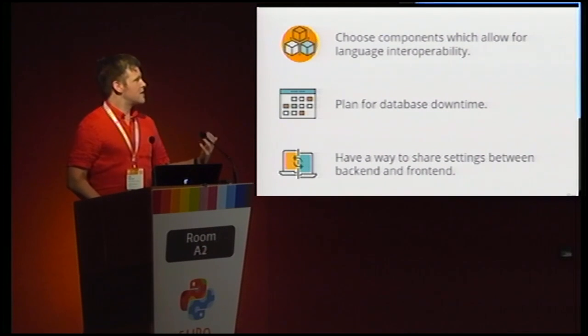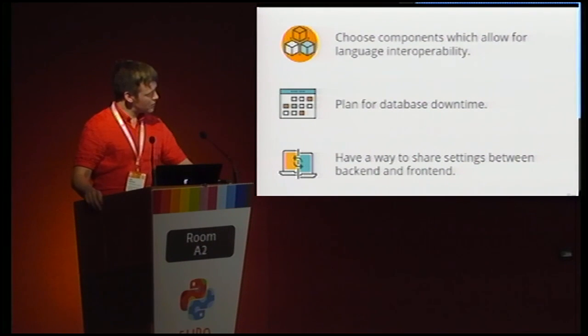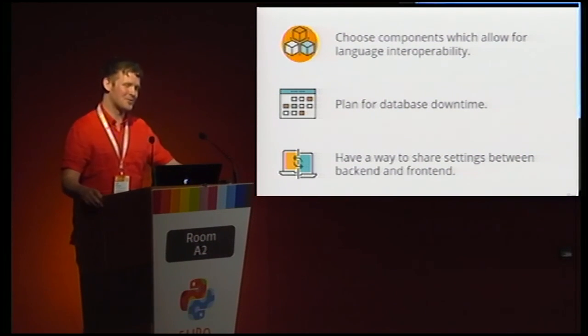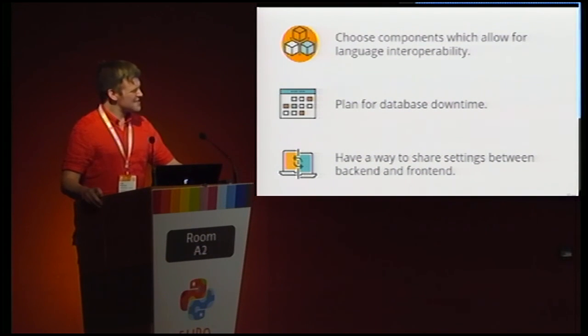So, have a way to share settings between backend and front-end code. We introduced a couple of silly bugs a couple of times, simply because we were lazy. We copied things between backend and front-end, and then we changed one of them, but not the other. And the front-end and backend code didn't agree on values anymore. So this is just silly and stupid, and there's a very simple solution.